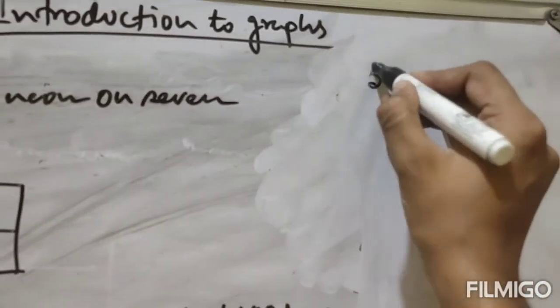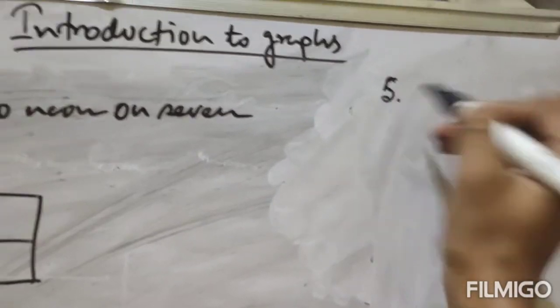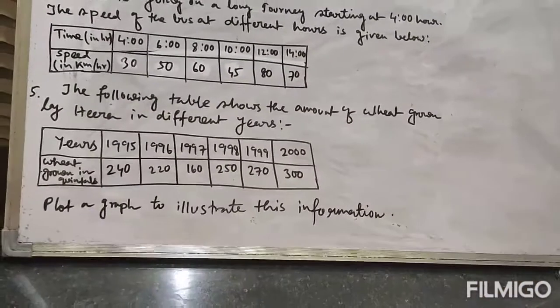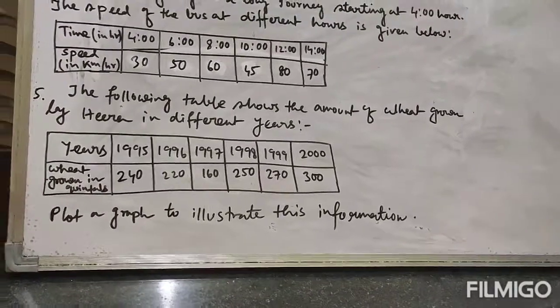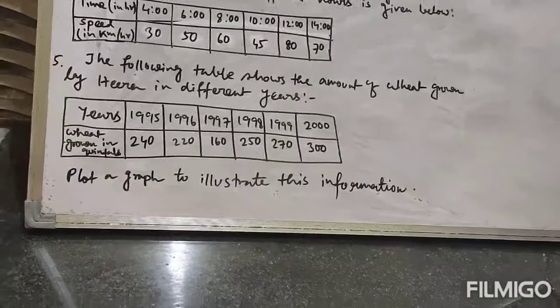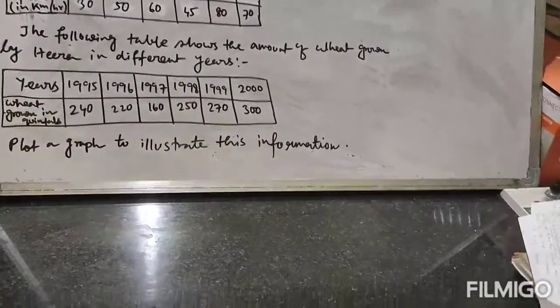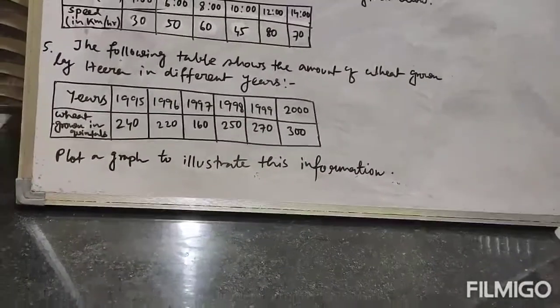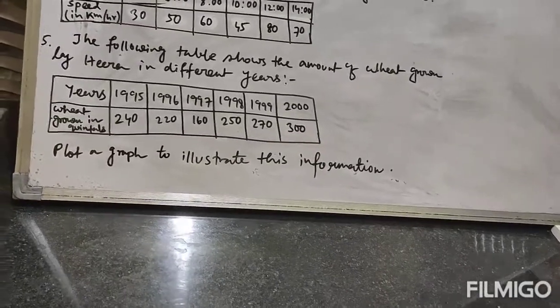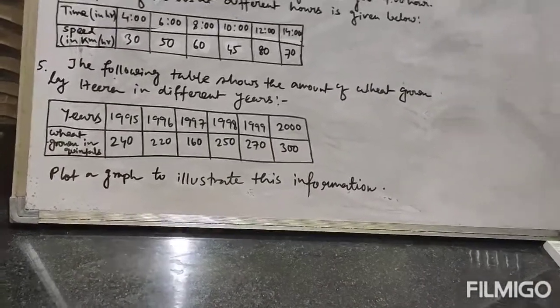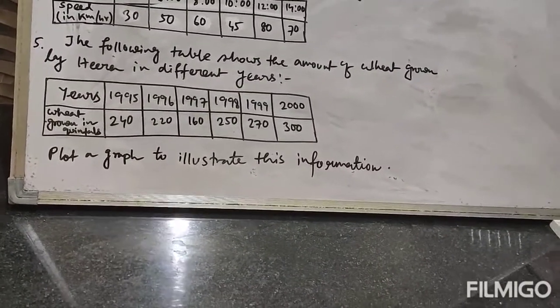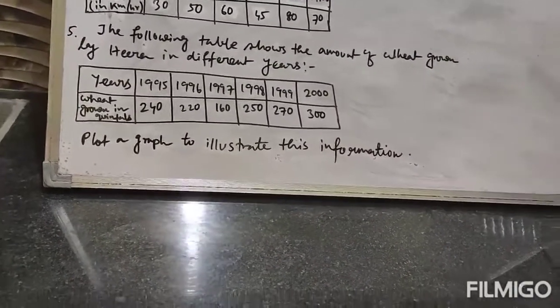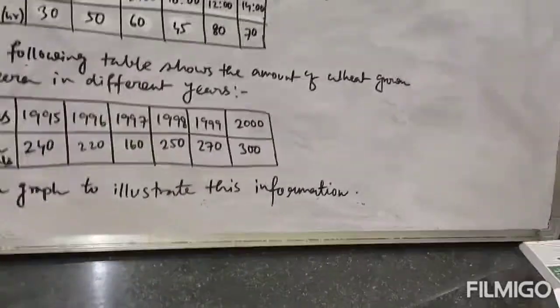Question number 5 says the following table shows the amount of wheat grown by Hira in different years. So Hira grows different amounts of wheat, the years are given, and the wheat grown in quintal. So we have to plot this graph by using this data.